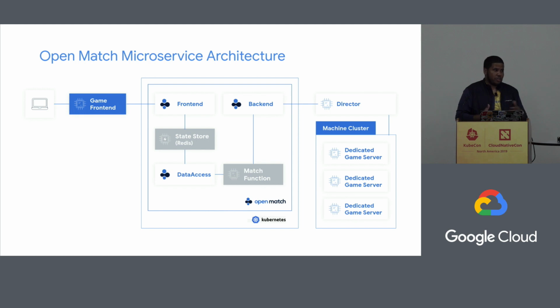So for this particular workshop, we're going to build out three of these microservices. We're going to build out the front end, which is responsible for connecting to your game front end and generating these tickets for you to try to connect to your game. And your back end, which is responsible for then requesting a game server. And the last service that we're going to build out is the director, which is responsible for connecting your players to game servers and returning that response back to your game client.